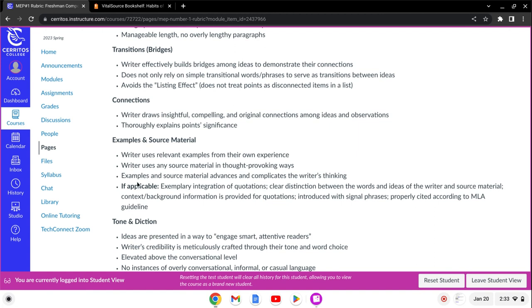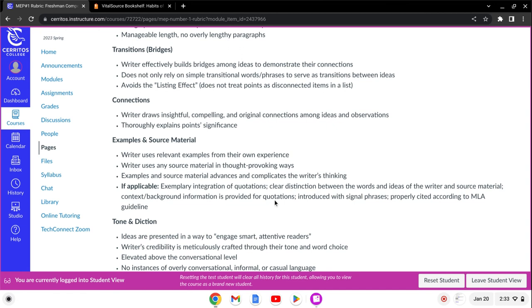And then if applicable, so this won't be applicable for everybody. This only applies if you do build in quotations into your essay. Make sure that you've integrated the quotations effectively, so there's a clear distinction between the words and ideas of the writer and the source material, so your reader shouldn't be left guessing what ideas are yours and what ideas are from the outside source.